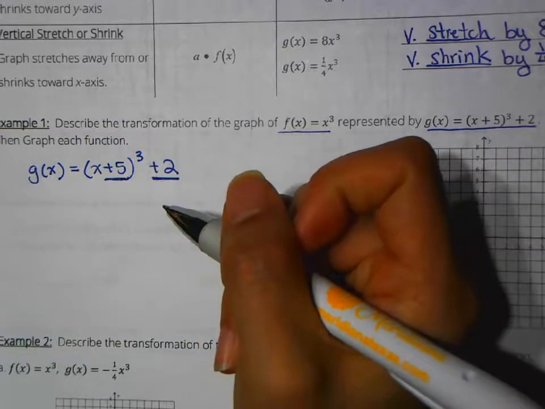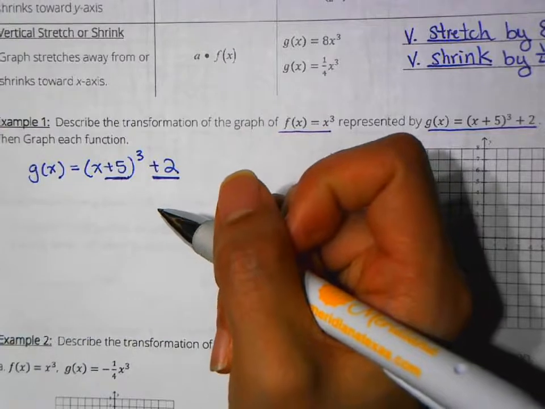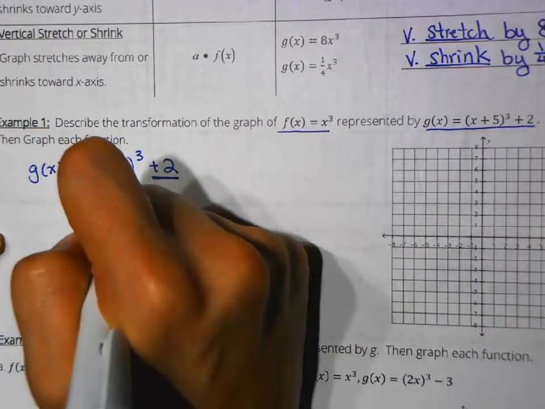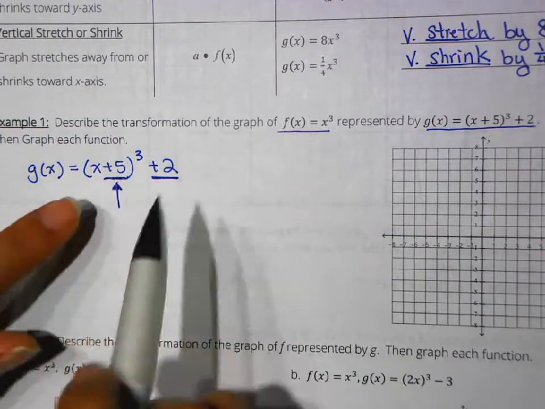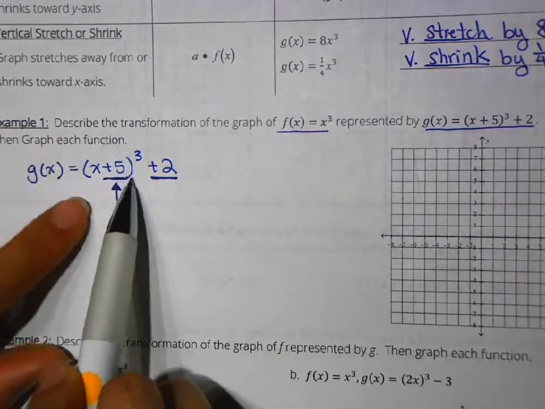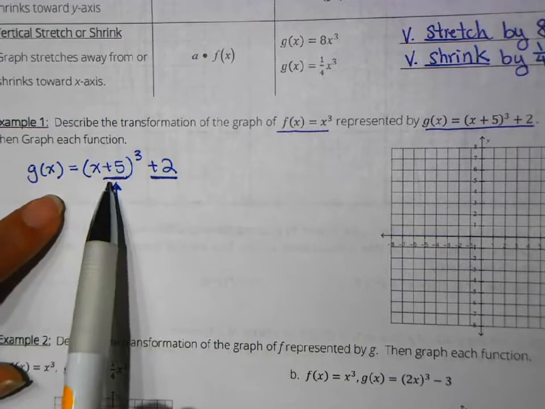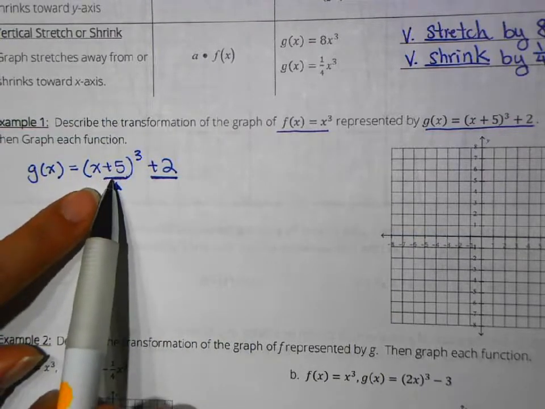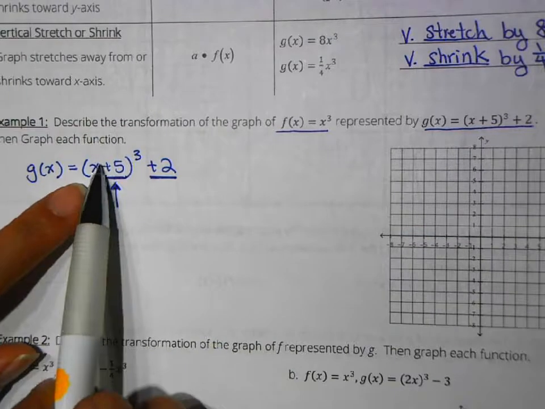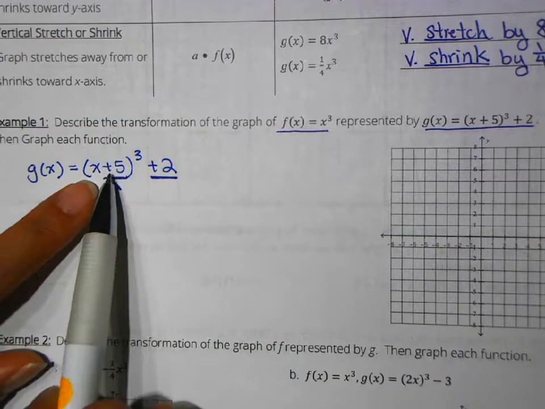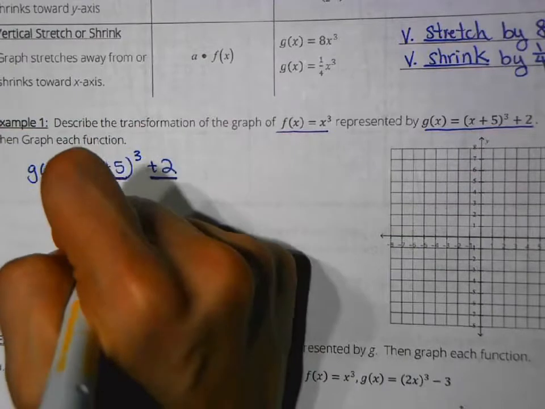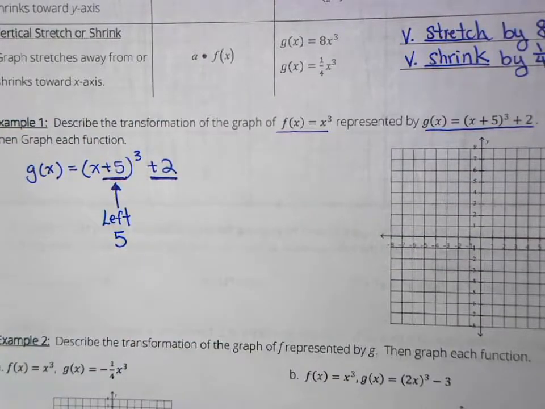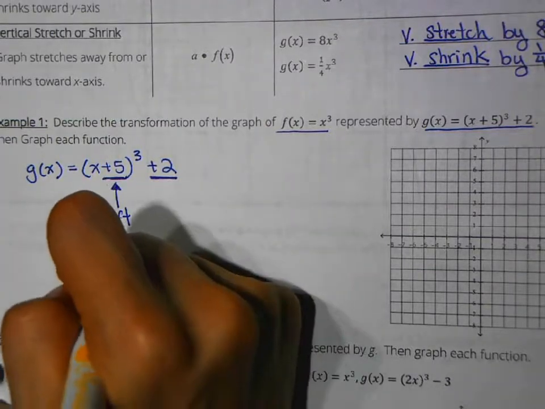According to the chart that we did earlier, the chart that's above, that plus 5 is adding and subtracting on the inside, just to the x of that group. So that means this is a horizontal movement. And since it's a horizontal movement, it goes opposite of the sign. So this is really going to the left 5. It is translated left 5 units.